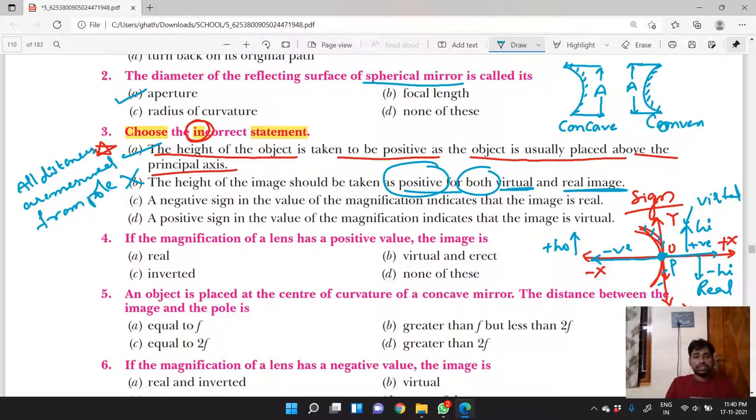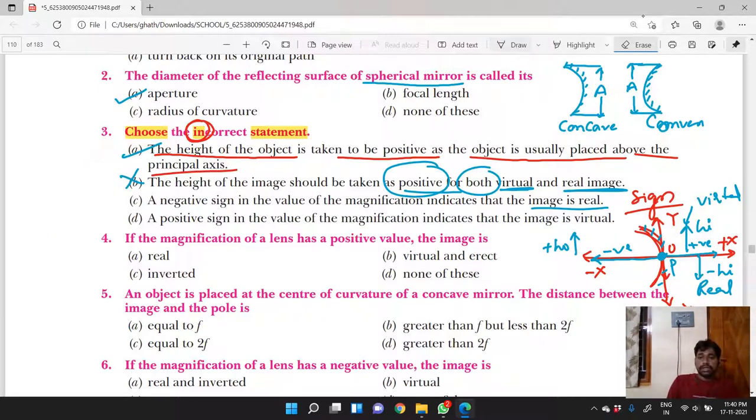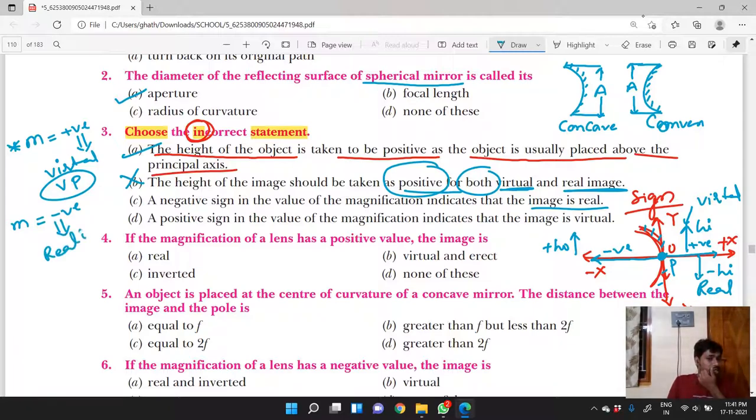And for the remaining statements, a negative sign value of magnification indicates a real image. Clearly try to see these two points, and remember this is very important in the case of magnification. First point, if the magnification M is positive, then it is a virtual image. Remember: V, virtual, positive. Next, if the magnification is negative, it indicates a real image.